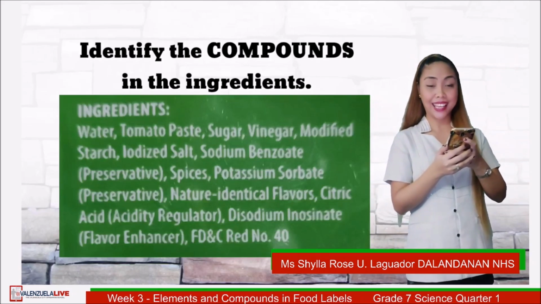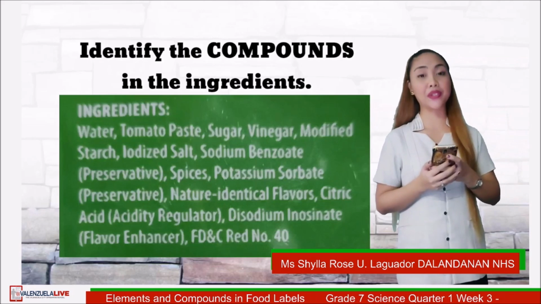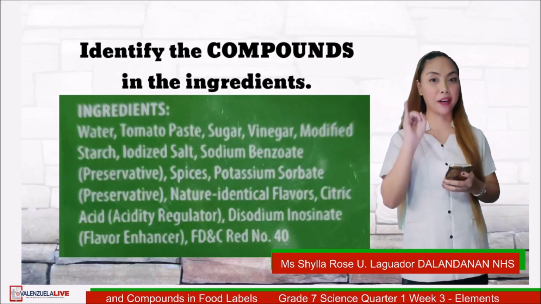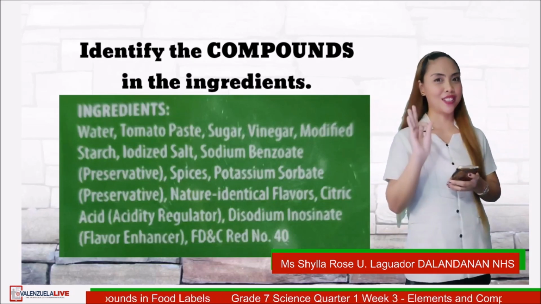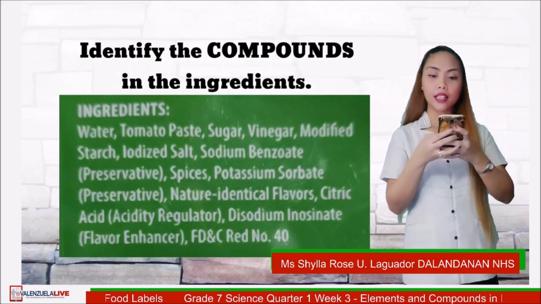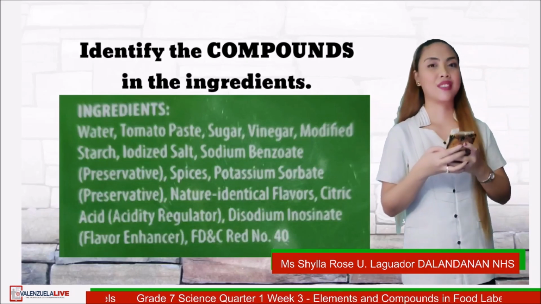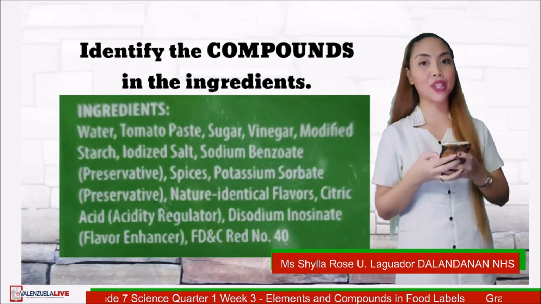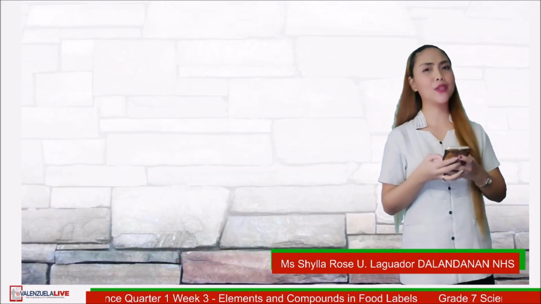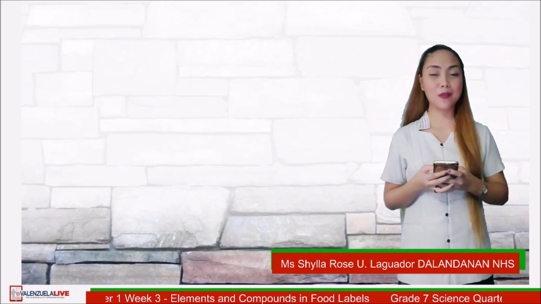Another answer right here is sugar. So sugar has constituent elements of carbon, hydrogen, and oxygen. And the same is true for starch. Okay, so same composition as the aforementioned. Okay, so very good, grade 7.